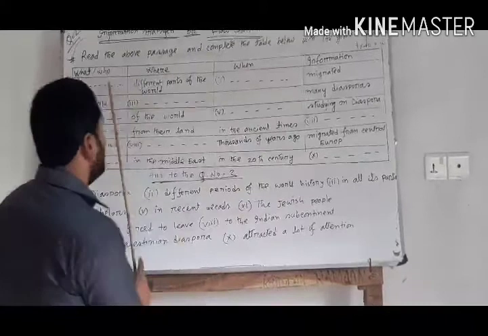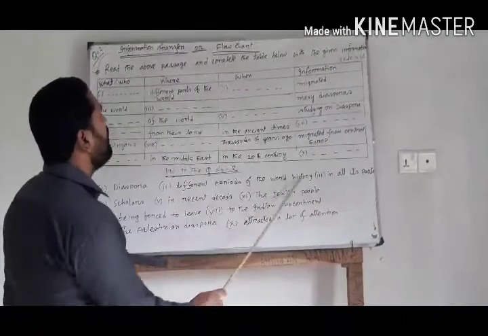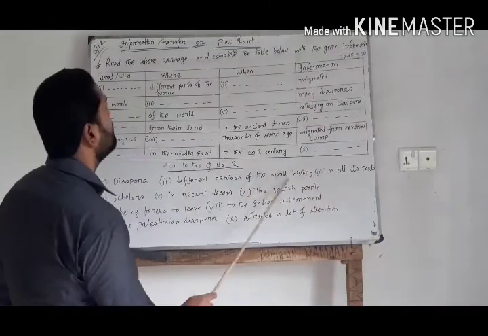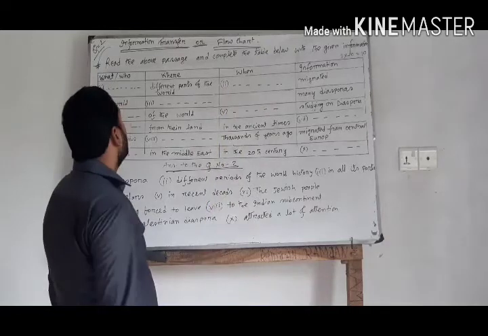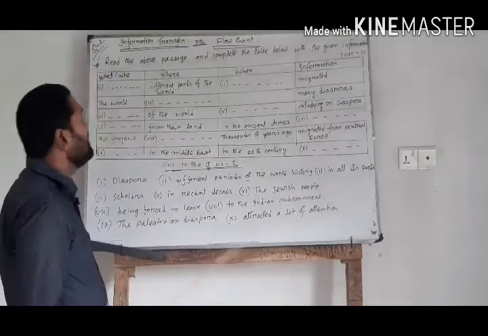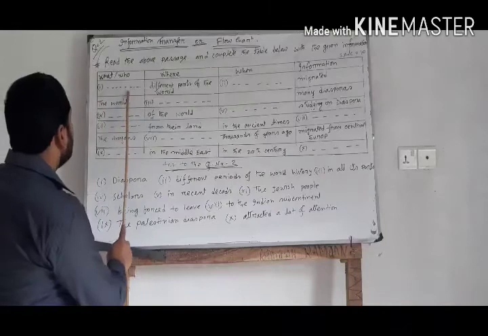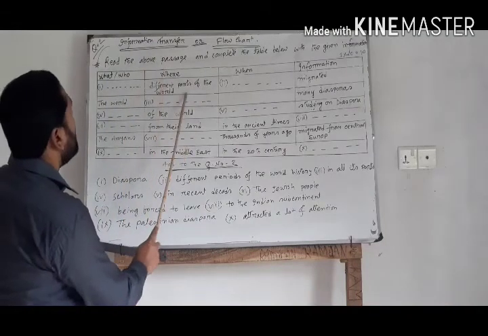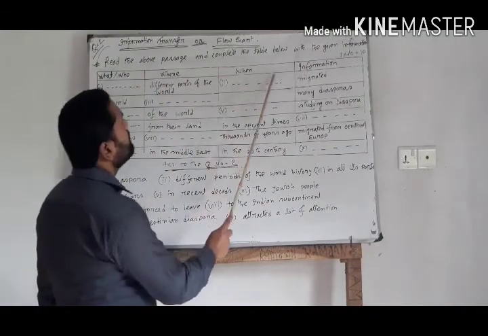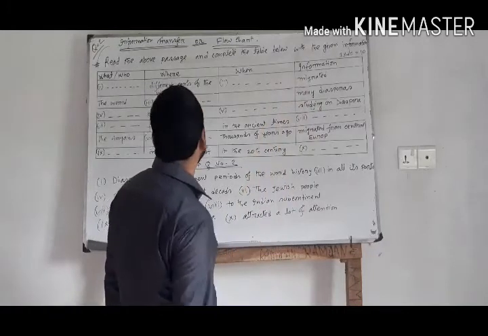When? Different periods of the world history. Now, we can get this sentence: Diaspora, different parts of the world, different periods of the world history, migrated.